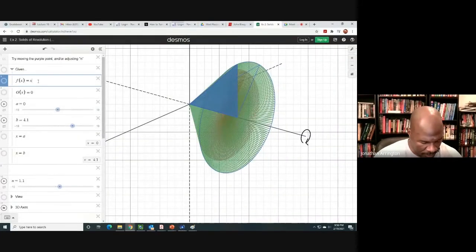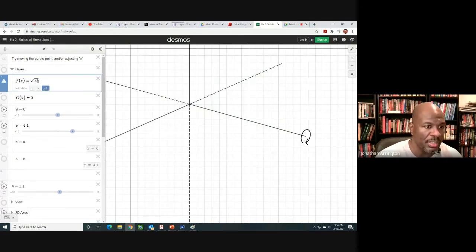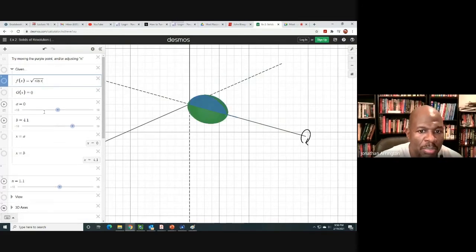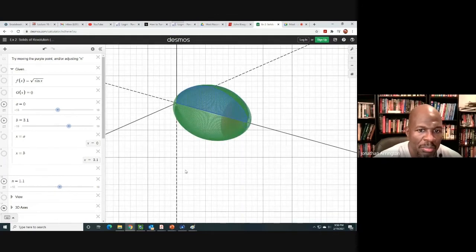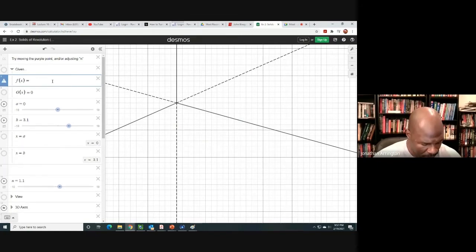All right, so let's go to the first function we did. That was the square root of sine x, and we went from 0 to pi. Maybe 3.1 is better than 3.2, and so there's the guy there. Again, it's a football looking object, and so very beautiful. And the one we're about to do now is 4 minus x squared.